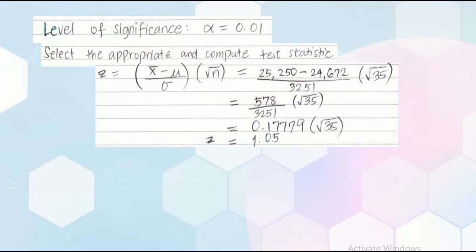So x bar minus mu over standard deviation or sigma divided by square root of n, which is equal to 25,250 minus 24,672 over 3,251 divided by square root of 35. So that is 578 over 3,251 multiplied by square root of 35. That is 0.17779 multiplied by square root of 35. So z is equal to 1.05.